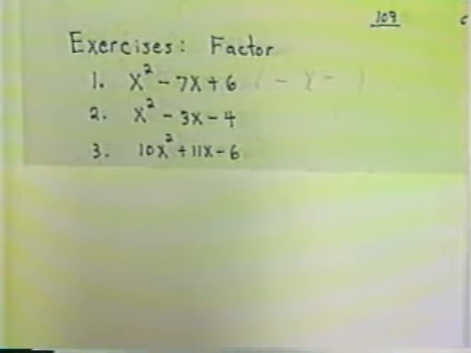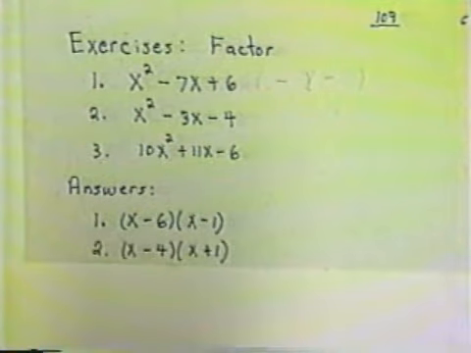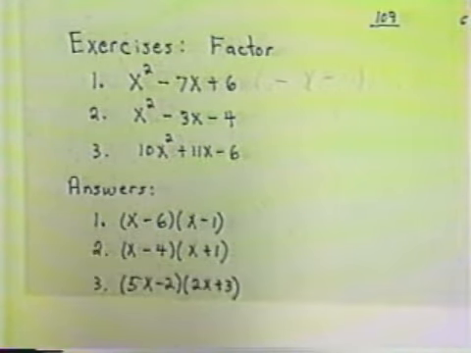Here come the answers. The first one, x minus 6 times x minus 1. The second one, x minus 4 times x plus 1. The third one, 5x minus 2 times 2x plus 3. If you disagree with any of these answers, be sure to check with someone.